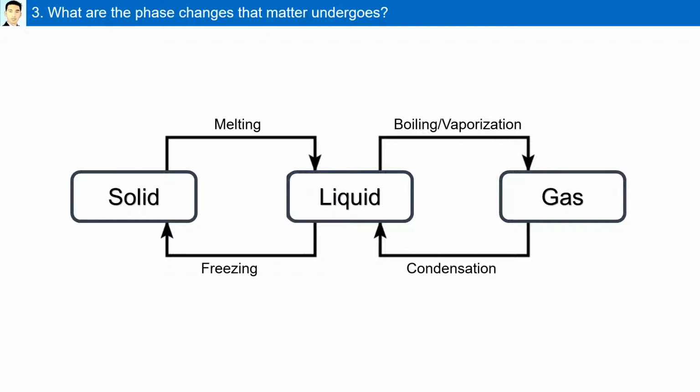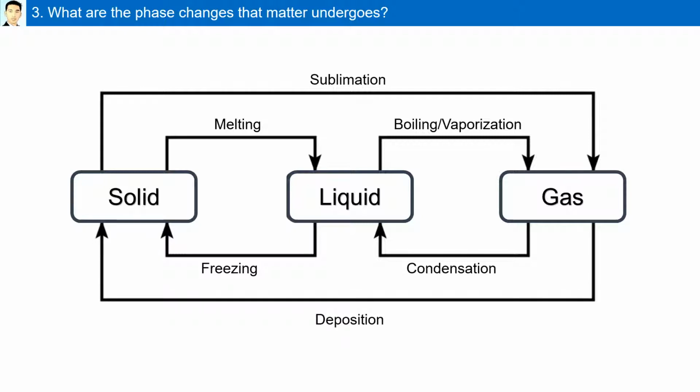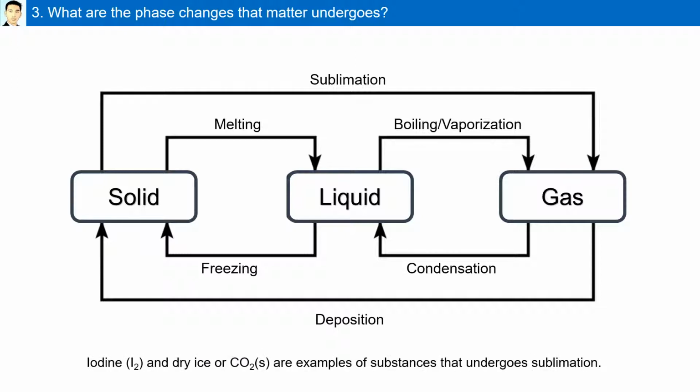In addition, a solid can go directly to a gas, and this process is called sublimation. And going back from a gas directly to a solid is called deposition. Iodine and dry ice, or solid carbon dioxide, are examples of substances that undergo sublimation.